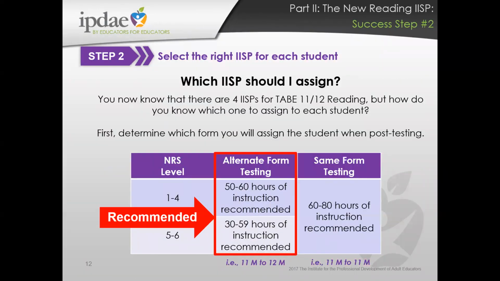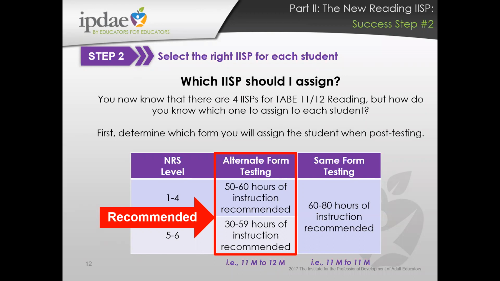Okay, so in order to target student deficiencies in preparation for post-testing with a TABE 11-12, when we're talking about reading, math, or language, it's essential that the correct ISP be selected so that you can ensure that the tested content is addressed throughout instruction and is assessed for mastery. So the question is simply, which ISP should I assign to a student? Now, selecting the right one does not have to be complicated. We're going to keep it very simple.